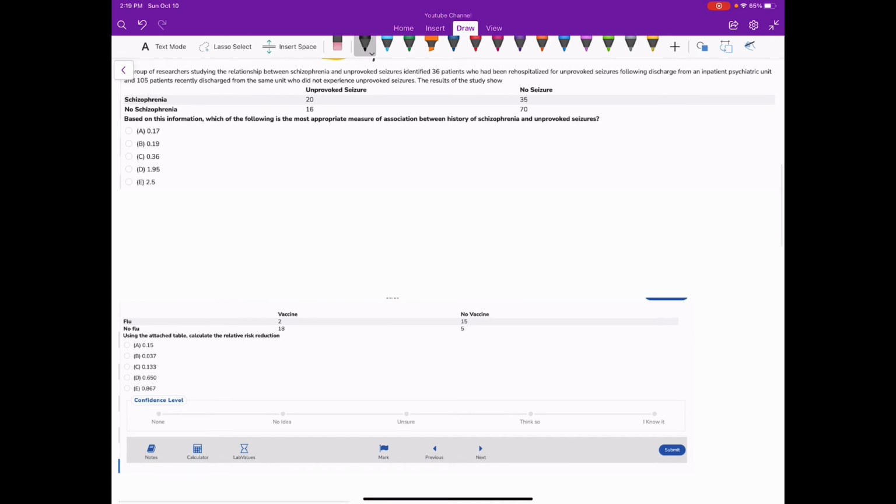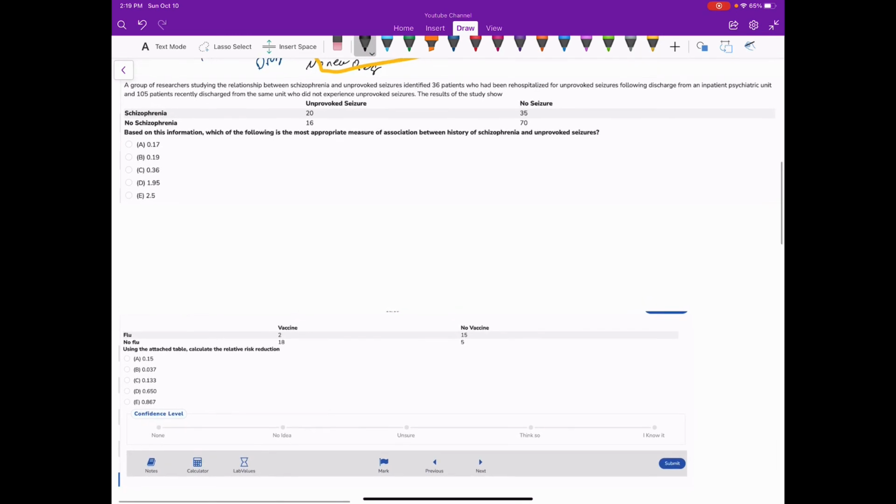Okay, now, a group of researchers studying the relationship between schizophrenia and unprovoked seizures identified 36 patients who have been rehospitalized for unprovoked seizures following discharge from an inpatient psychiatric unit. Well, that's a lot in one sentence. The sentence didn't even end yet. I'm going to pause, though. I know it's asking for the relationship between schizophrenia and seizures with 36 patients. So these people already had them.